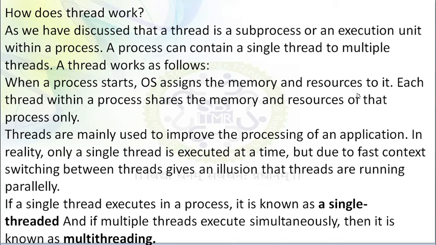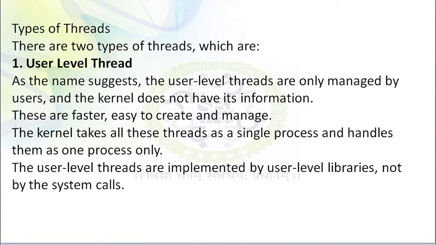In reality, only a single thread is executed at a time. But due to fast context switching between the threads, it gives an illusion that threads are running parallelly. If a single thread executes in a process, it is known as single-threaded, and if multiple threads execute simultaneously, then it is known as multi-threading.